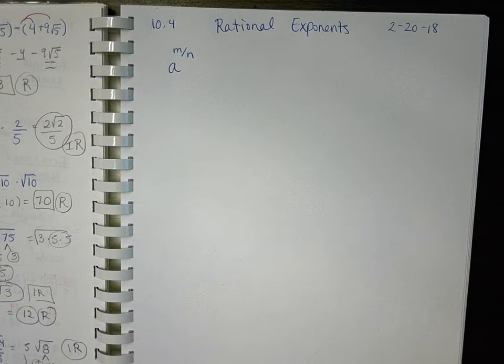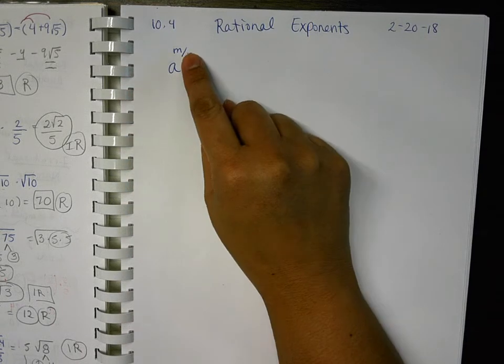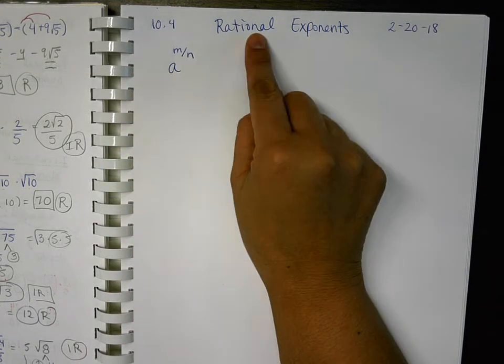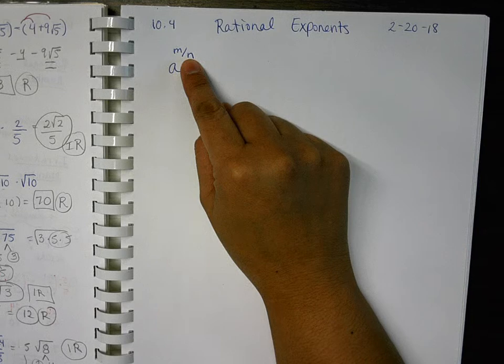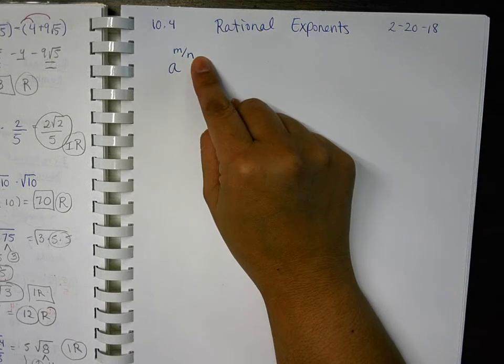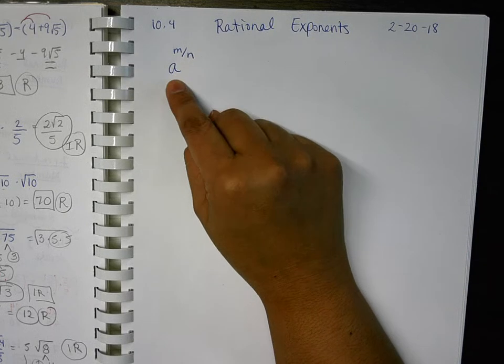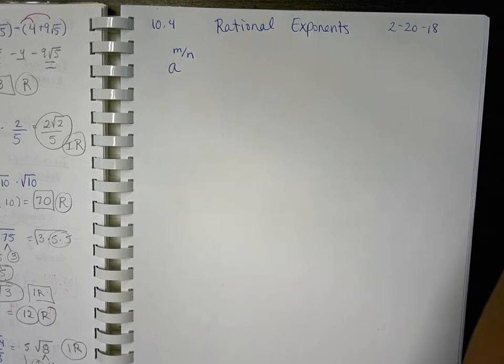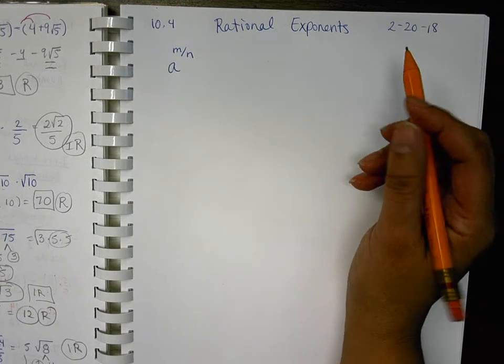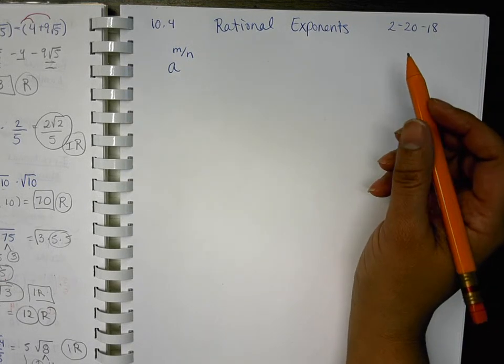Rational exponents. What's an exponent again? This is the exponent. A rational means your exponent is a fraction. A to the m over n. Everybody hear that? A raised to the m over n. So your exponent is a fraction.